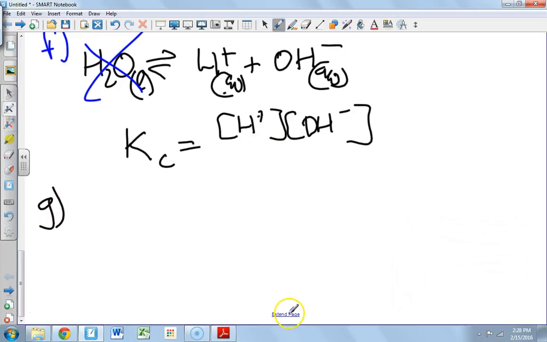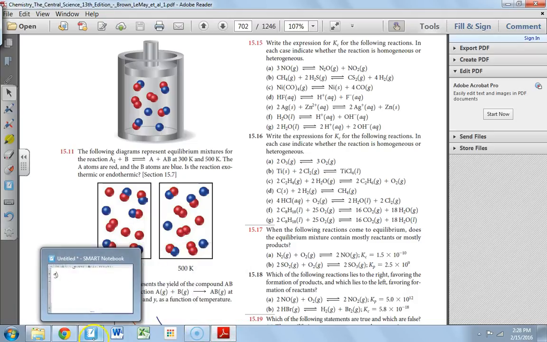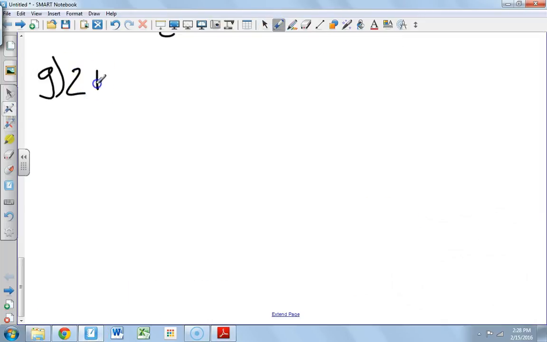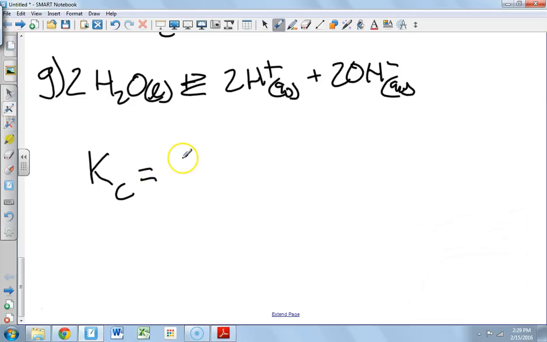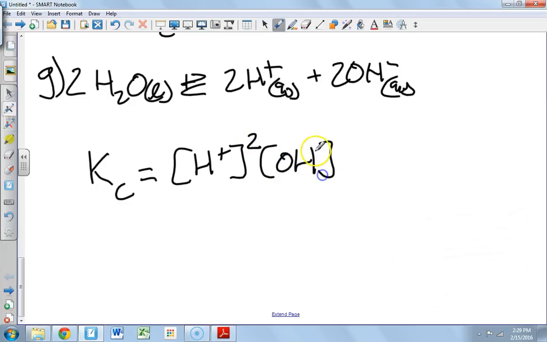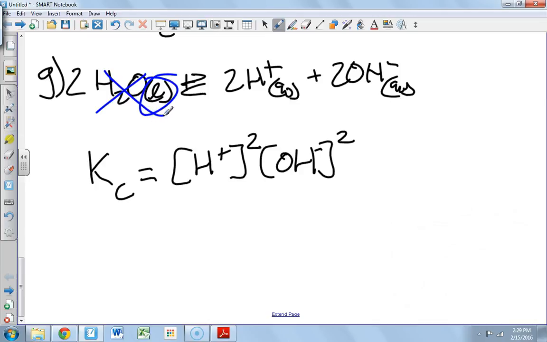Now for G, the last one, G is 2H2O in equilibrium with 2H plus and 2OH minus. So this is going to be 2H2O liquid in equilibrium with 2H plus aqueous plus 2OH minus aqueous. Now Kc equals the concentration of H plus squared times the concentration of OH minus squared. Just to reiterate, water is a liquid, so that doesn't get written in our equilibrium expression. Again, these powers are the powers that we raise these to.